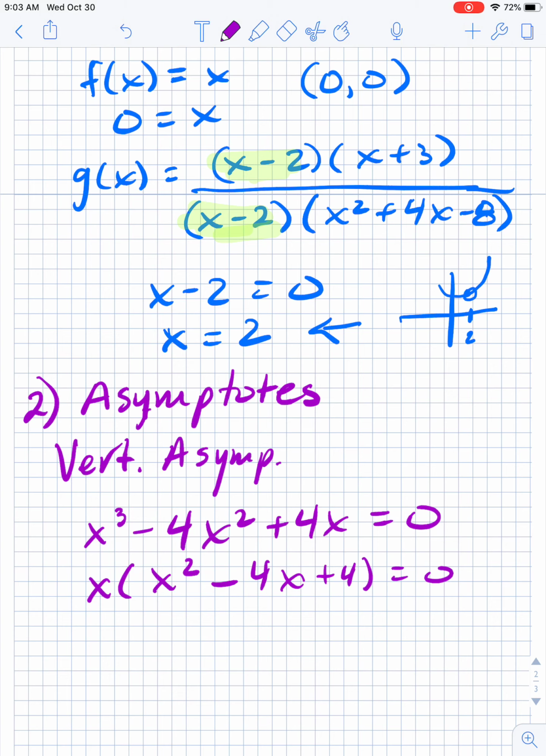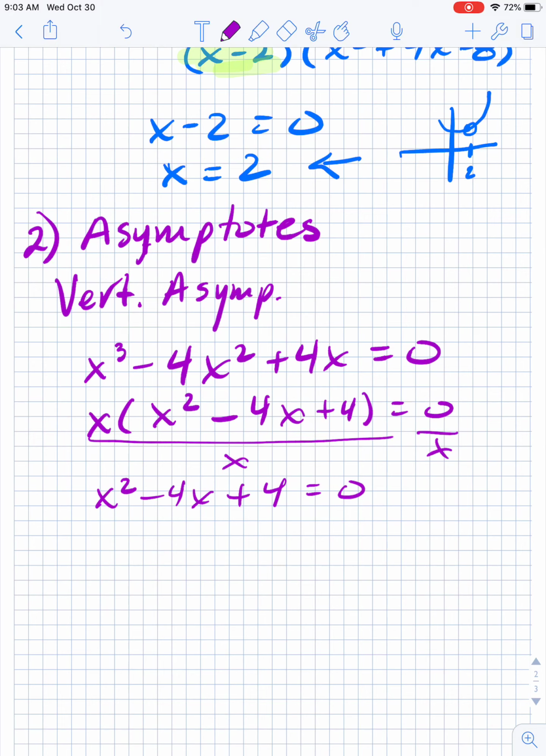And then I can get rid of this x by dividing both sides by x, right? So that x just goes away. So I'm just dealing with this: x squared minus 4x plus 4 is equal to 0, because 0 divided by x is just 0, right? And this, I'm going to factor it out.